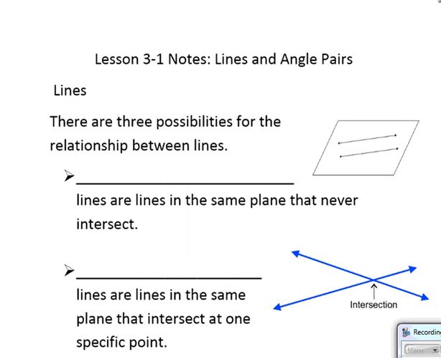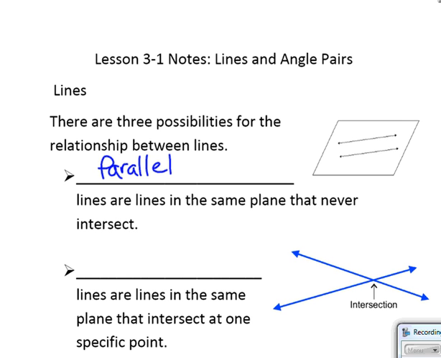Welcome to Unit 3, Parallel Lines. The first lesson is on lines and angle pairs. There are only three ways that two lines can intersect. The first option is for the lines to lie in the same plane and never intersect. These are called parallel lines.